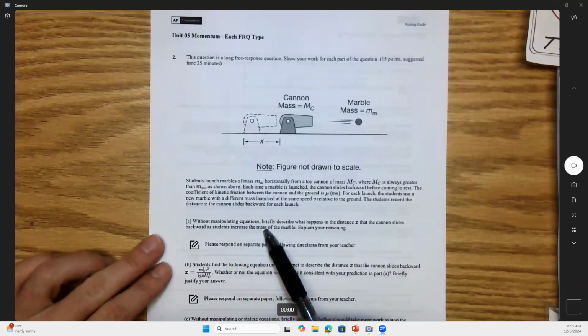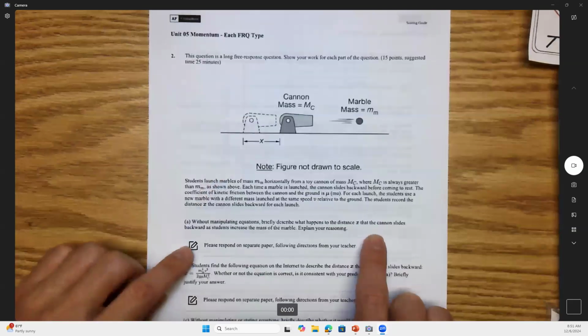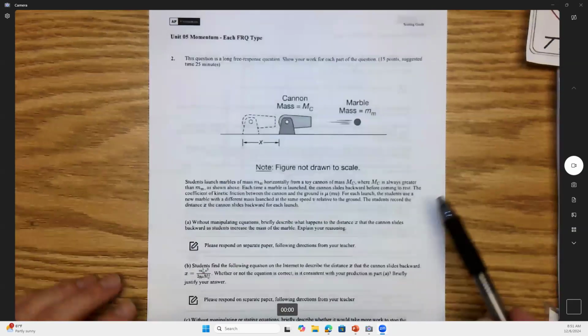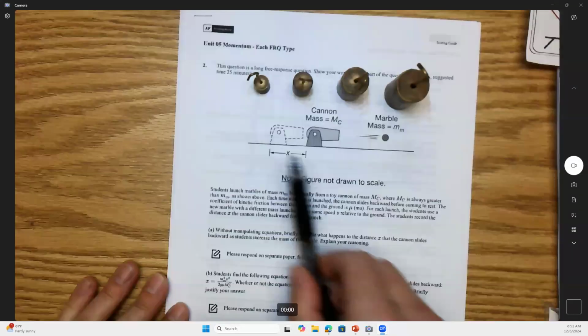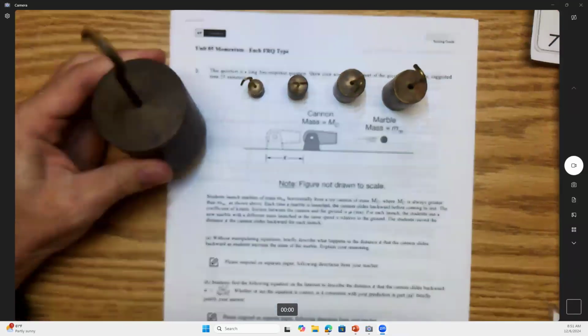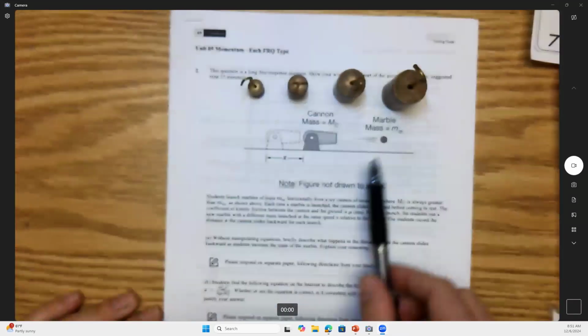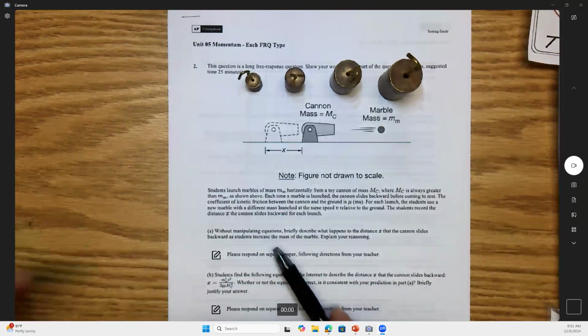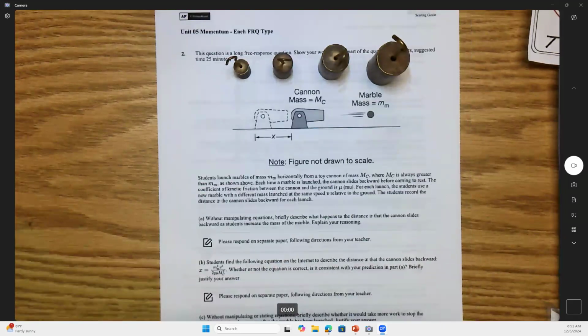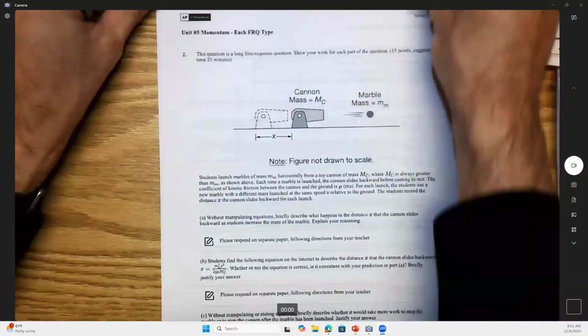Without manipulating equations, briefly describe what happens to the sliding distance x that the cannon slides backwards as the students increase the mass of the marble. Right, so here, if these are your marbles, as you go from the small one to the big one, and we've got the same cannon over and over, what's going to happen to the sliding distance x? Go ahead. They said without manipulating equations, but maybe you could have some equations in your mind that you could kind of play off. Go ahead and write down a few sentences, and then I'll flip to the answers, and we'll check the answer in a minute.